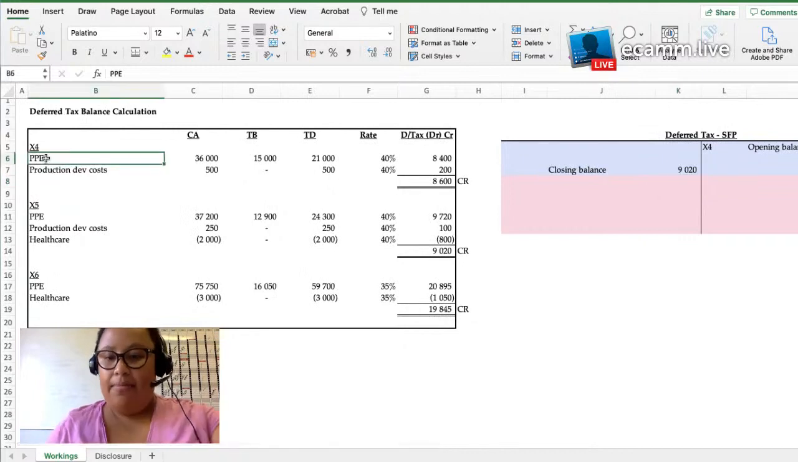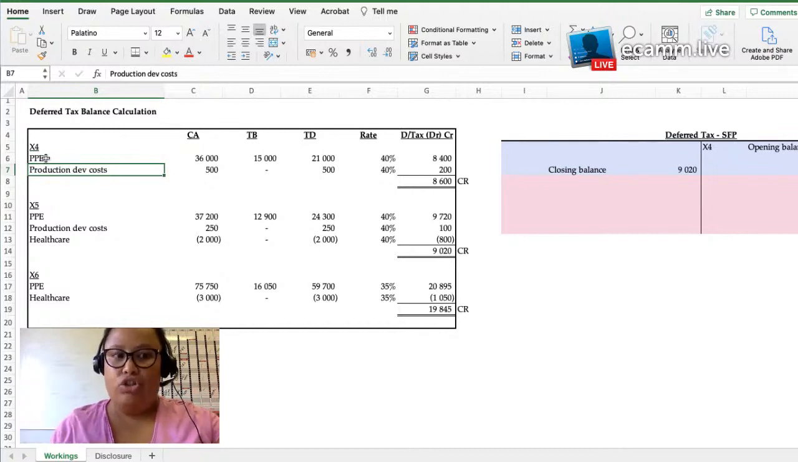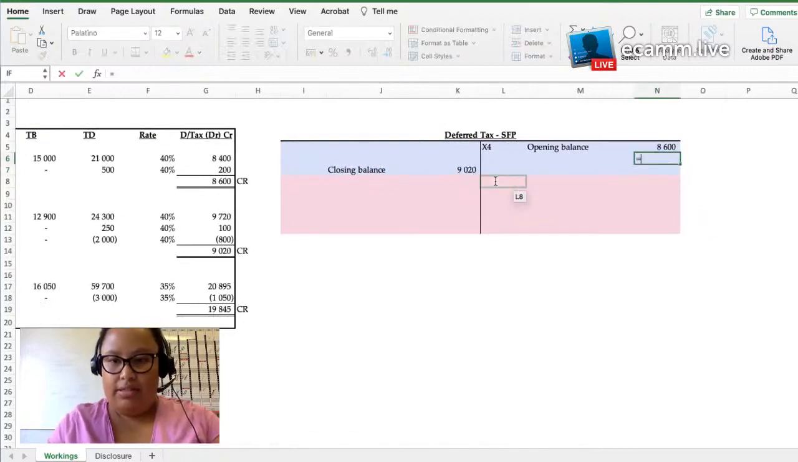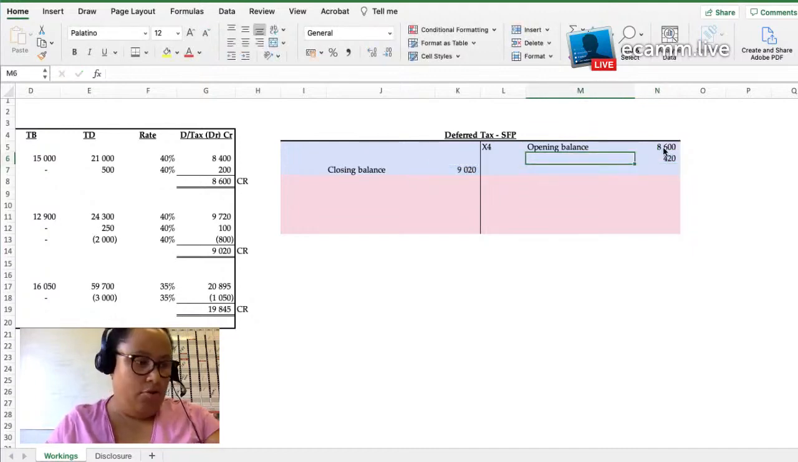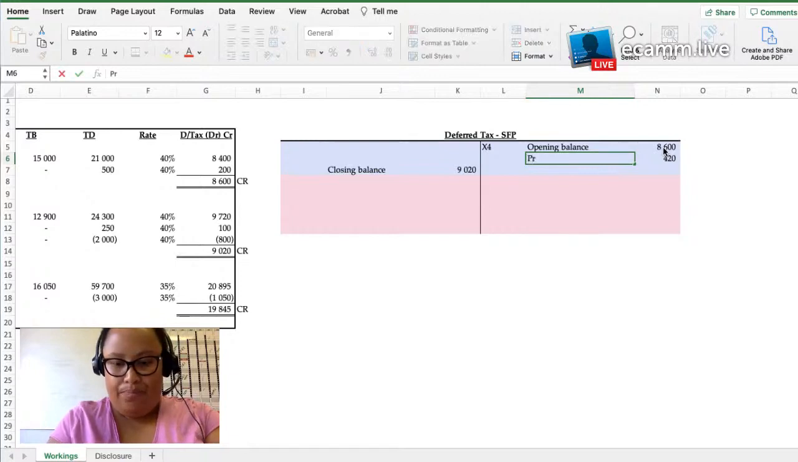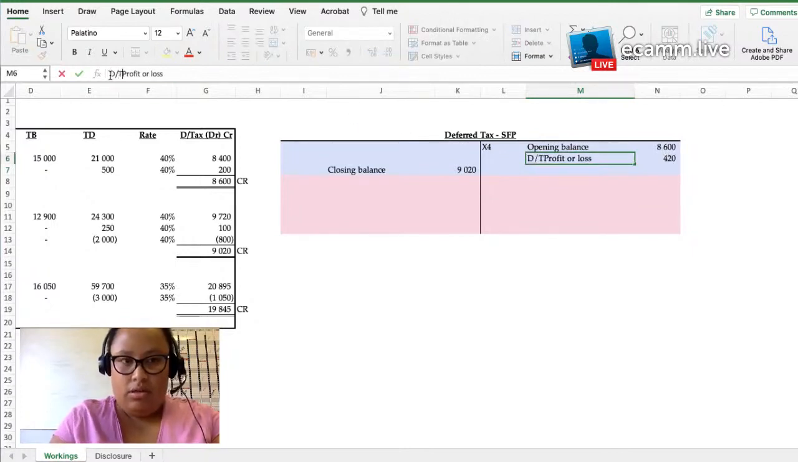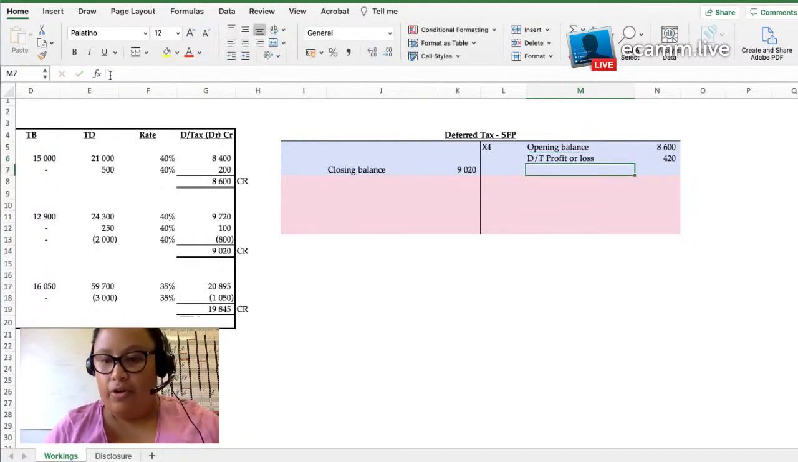The PPE at that point, there was no revaluation, so it was just normal wear and tear, and the depreciation would go through P&L. The product development costs, though, that amortization went to P&L. So we know that the movement over here, which is that minus that, that movement must be what went through profit or loss. So that's my deferred tax in profit or loss. Let's call it deferred tax in profit or loss. That must have been my expense in profit or loss.